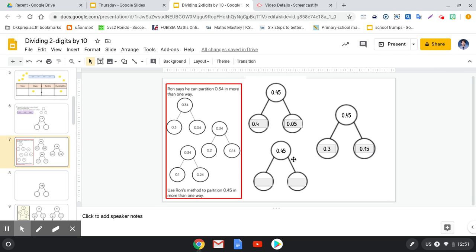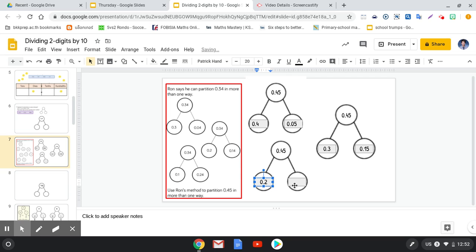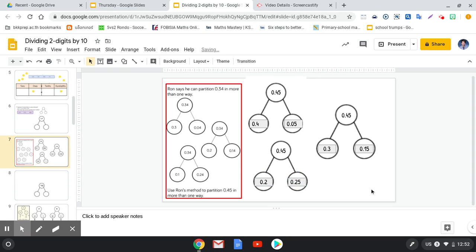Right, and this last example, okay, I'm going to take away one more tenth. So I'm going to have 2 tenths. So this time I'm going to need 25 hundredths, or 0.25. And I can see if I put 0.2 and 0.25 together, it would make 0.45.